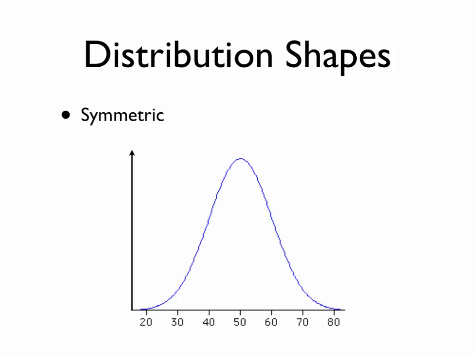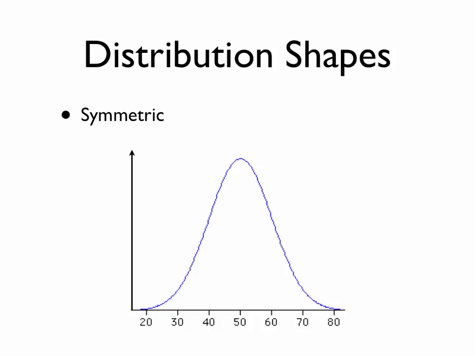So we have a symmetric distribution. The x-axis here is just some random numbers. They could be anything. Where the tails here are symmetric. So the tails on the end are equally large on either side.